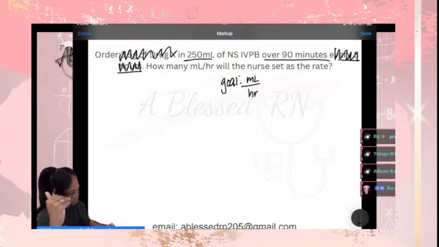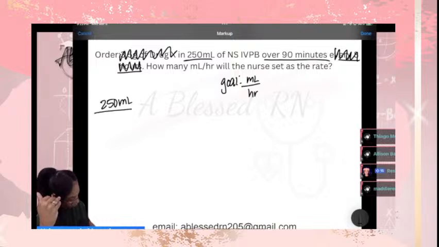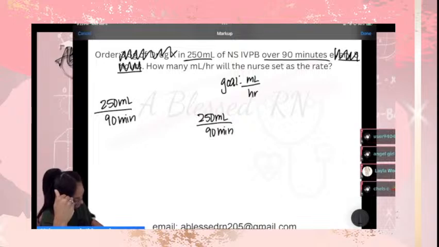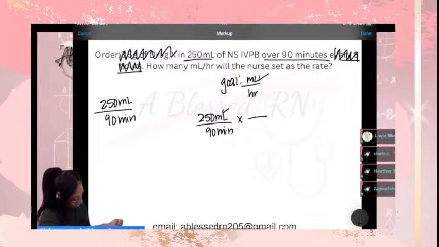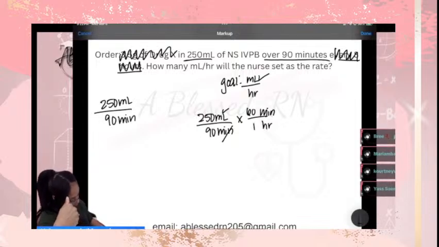That's the only thing you need: your volume, which is 250 mLs, over the time that it is to be infused, 90 minutes. So we've got milliliters on the top, 250 mLs over your 90 minutes. We've got milliliters already at the top, which is gold, but we need hours at the bottom. So we'll put our minutes at the top and our hours at the bottom. 60 minutes is in 1 hour. Your minutes cross out, and now we're at goal.